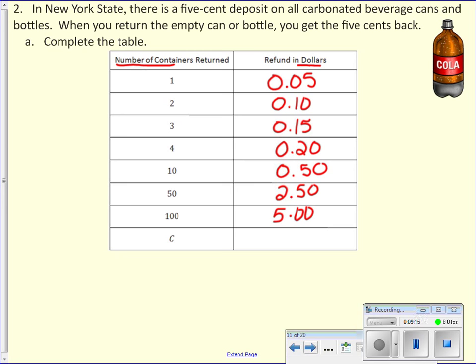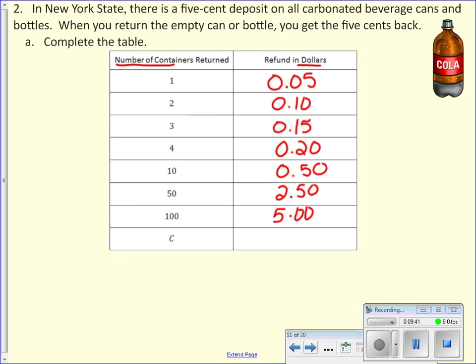So here they put a C. What does that C stand for? Cans, that's right. Or containers. Be careful. Some people think that stands for cents, and it's not. So I think they could have come up with a better letter. That might get a little confusing. So C stands for containers.